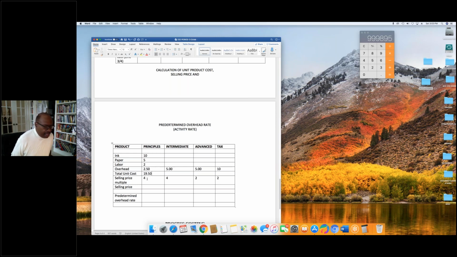Our selling price multiple was 4. And so therefore, the selling price is 78. So unit cost is 19.50, selling price is 78. Predetermined overhead rate is going to be 50. And that's for every book. So we use a weighted average approach to get that. So we got all of these done.